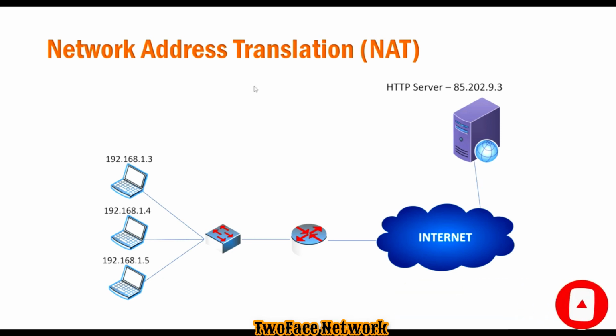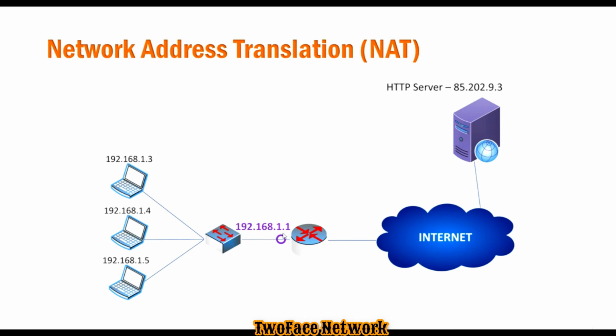For example, these 3 computers are going to use one public IP address to go out to this HTTP server, or web server, in this example. So this server is going to see all 3 of these computers coming from a single public IP address. So this is how that's achieved. We have a private interface on the router. This is the LAN interface, and its IP address is 192.168.1.1.